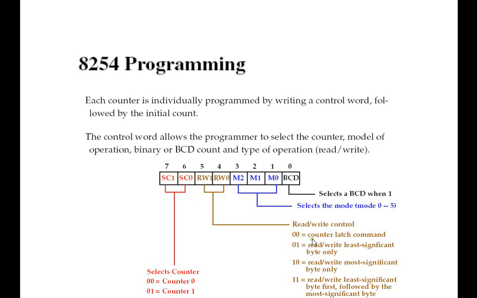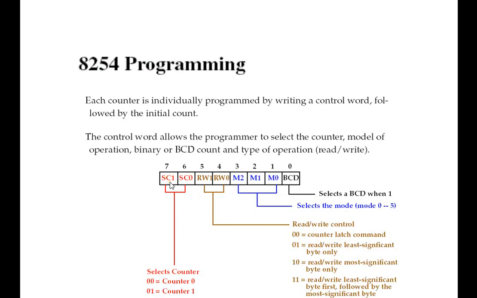0 0 equals the counter latch command. 0 1 is to read/write the least significant byte only. 1 0 is to read/write the most significant byte only. And if the bits are 1 1, then the read/write of both will occur, least significant byte first, then the most significant byte.